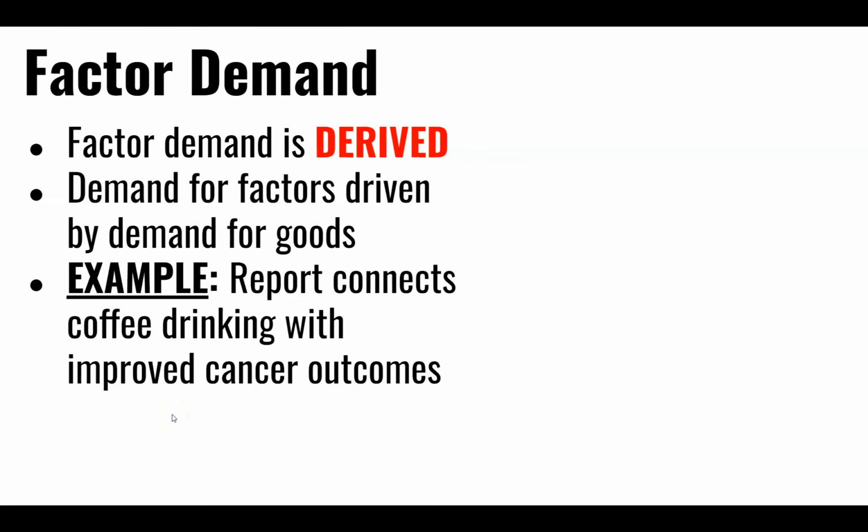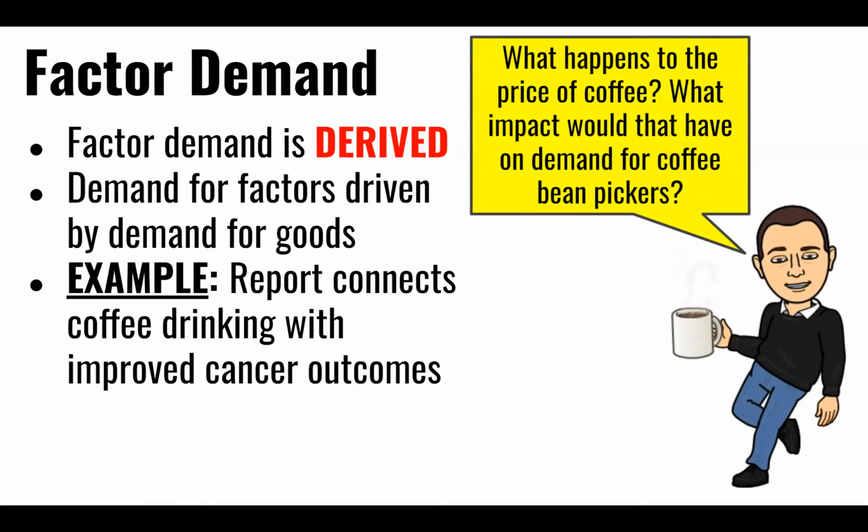Or another example, let's pretend that a report connects coffee drinking with improved cancer outcomes. The more coffee you drink, the less likely it is that you're going to get cancer. So what would happen then to the price of coffee if that were the case? Well, we would expect the demand for coffee to increase. We would expect the price of coffee to rise and be more profitable to make coffee. As a result of that, we will need more coffee bean pickers. The demand for people to get the beans from the plant will be greater than it was before because the product they're producing is more valuable than it was before. You can't have demand for coffee bean pickers without demand for the product they're producing, without demand for coffee.